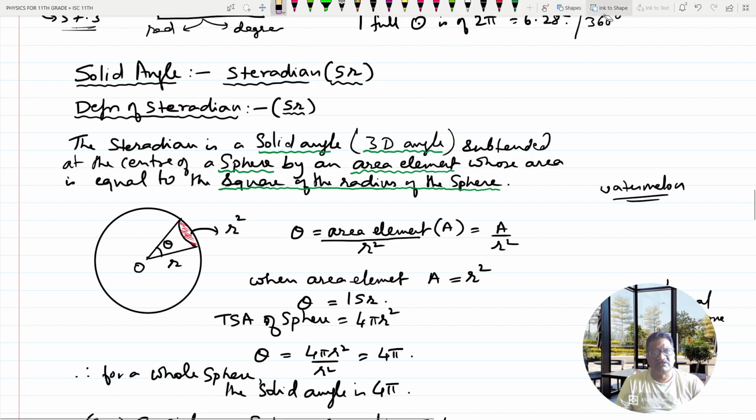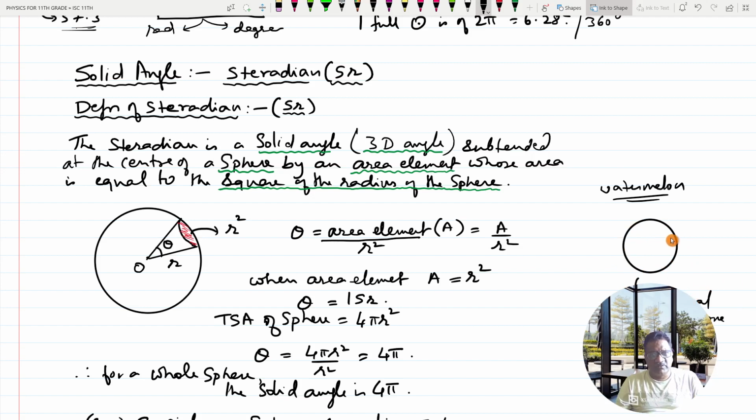Okay, so I'll try to draw that. Oh no, this has become a little elliptical. So one more attempt. Yeah, this is more like a spherical watermelon, right?